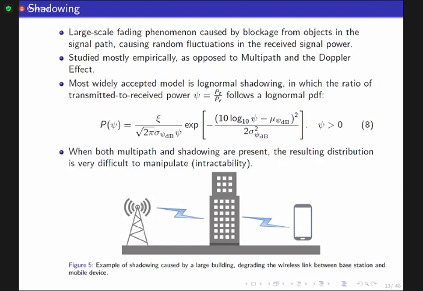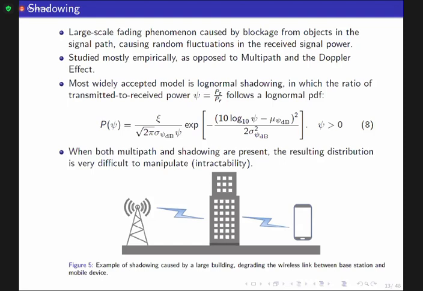This is meant to represent, for example, when you have a link between an Earth device and a satellite, and you have buildings that are interposed, or cars or buses, and that usually can be modeled statistically as opposed to deterministically. This is a phenomenon that's been studied mostly empirically. This is a very big difference with respect to the two previous phenomena. The most common representation of shadowing is log normal shadowing, which is this beautiful expression that you see in equation 8.